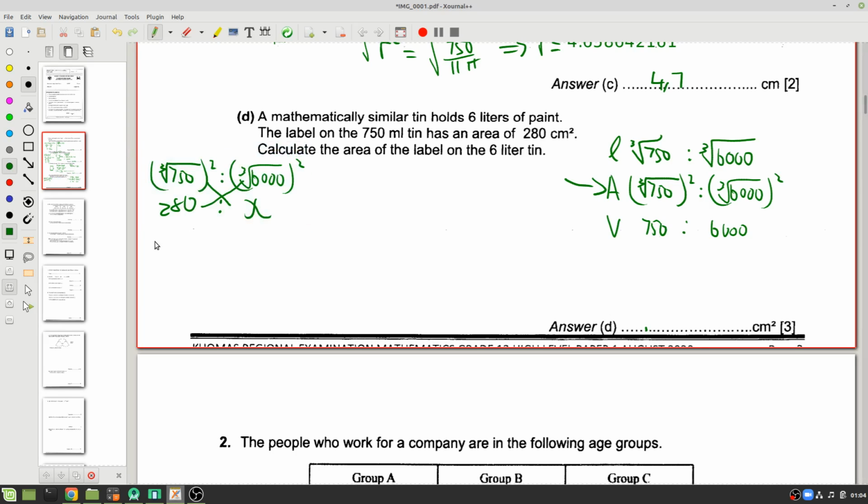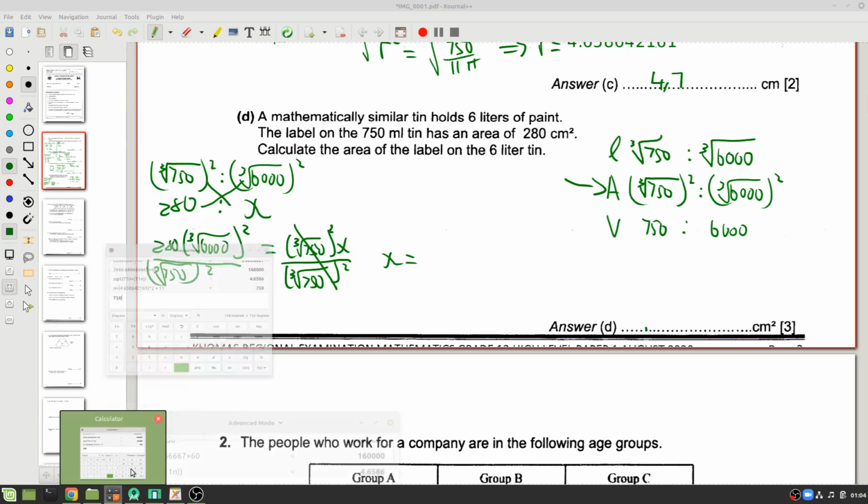So I'm going to write 280 times the cube root of 6000 squared, and that's equal to the cube root of 750 squared times x. Then we can divide both sides by the cube root of 750 squared, and that cancels out, so we only have x left. So x equals, now we can just type that whole thing on the calculator.